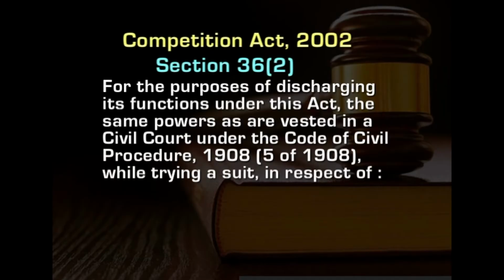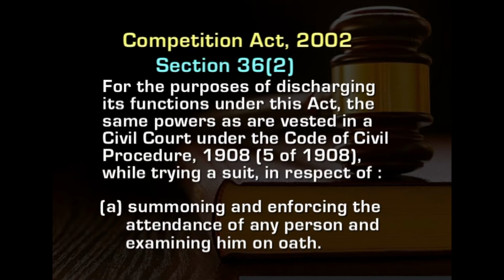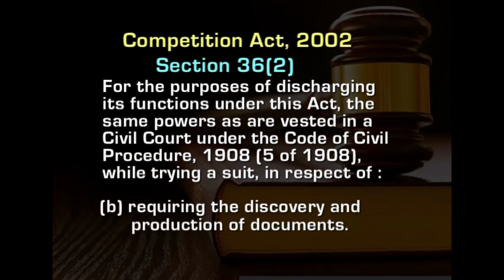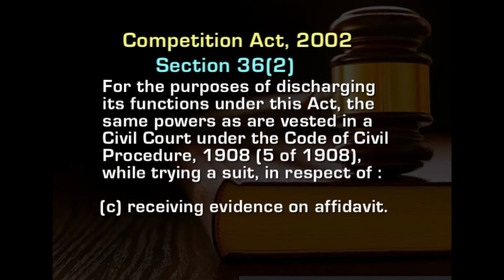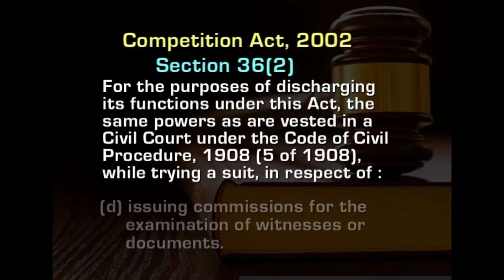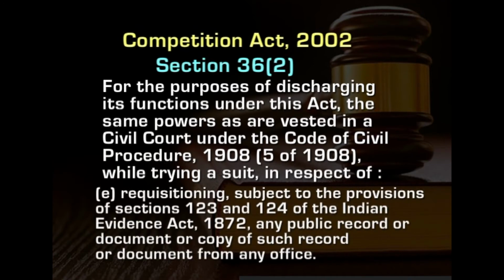For the purpose of discharging its functions under this Act, the same powers are vested in a civil court under the Code of Civil Procedure 1908 while trying a suit. Basically, it's saying the procedure contemplated while trying a suit in respect of A. Summoning and enforcing the attendance of any person and examining him on oath. B. Requiring the discovery and production of documents. C. Receiving of evidence on affidavits. D. Issuing commissions for examination of witnesses or documents. E. Requisitioning, subject to provisions of section 123 and 124 of the Indian Evidence Act 1872, any public record or document or copy of such record or document from any office.